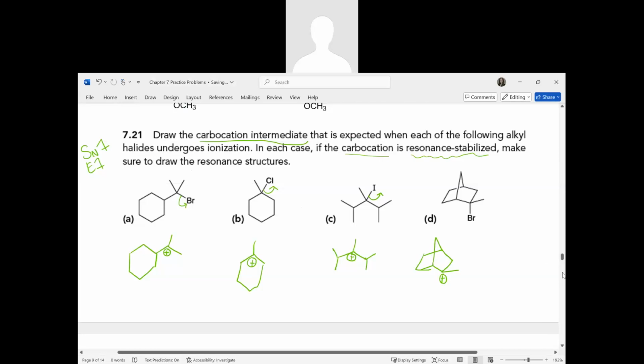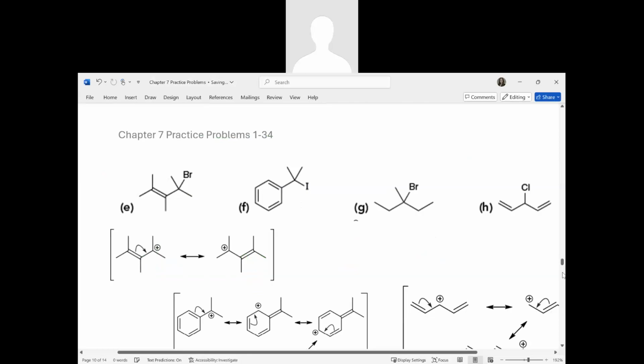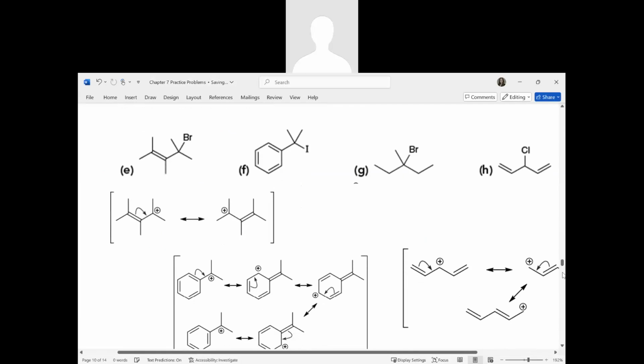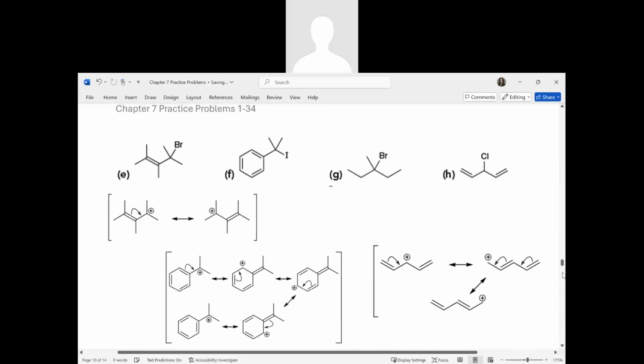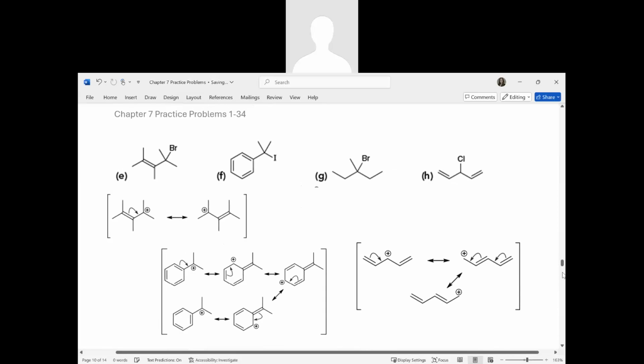So let's take a look at the second half of this question here for parts E through H. And we can see that a resonance structure will be generated if we have this leaving group here, and we generate our carbocationic site right here. You can see that this is in an allylic position. So we could move this pi bond electrons over here and generate this resonance structure shown. So that's for E.